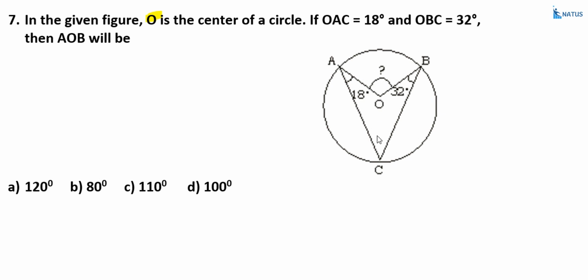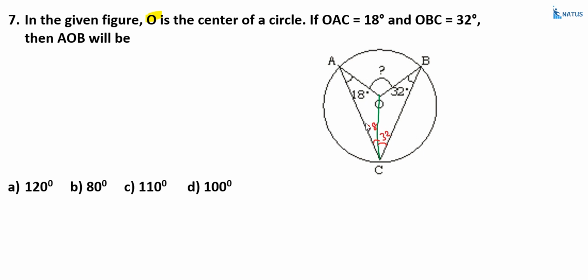Now, how will you find out this angle? If you observe, suppose you draw one straight line like this, this is a radius or not? This is radius, this is radius, so this is an isosceles triangle. This angle is equal to 32 degrees. What about this angle? This angle is also equal to 32 degrees or not? And this is another isosceles triangle, this angle is equal to 18 degrees. What about this angle? This angle is also equal to 18 degrees.